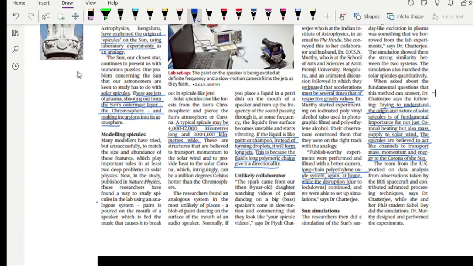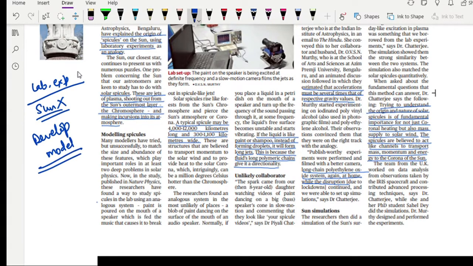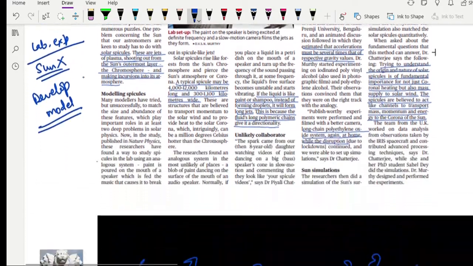Now there is a study on spicules on the sun using a laboratory experiment as an analogy. Why do we do lab experiments? We know that we cannot go to the sun to do our experiment, so we develop a model, and a similar model has been developed for understanding the sun's spicules. Now how have they developed it? Let me explain in very simple terms.